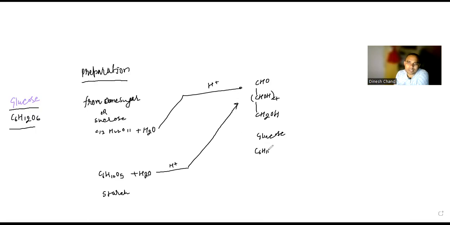Glucose is C6H12O6 too. So C6 is already there, 2 hydrogens are added here, so 10 plus 2 is 12, and 5 oxygens are there, 1 oxygen is added, that will be 6. So these are the methods of preparation of glucose.